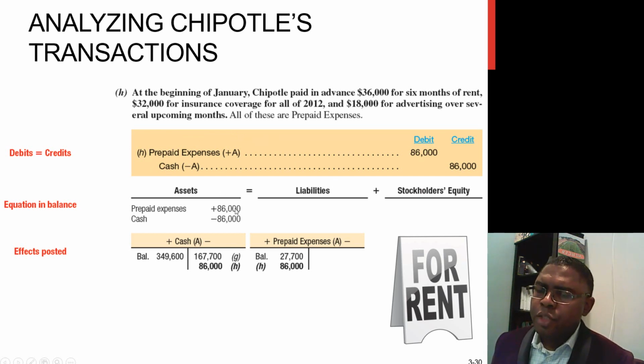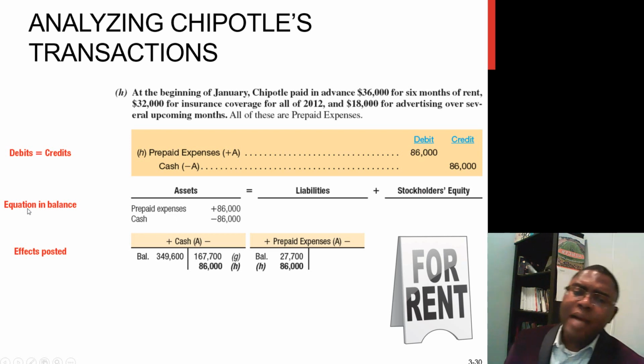Then we need to check to be sure that the balance sheet equation is balanced. So there are two asset accounts, they cancel out, which implies that on the left hand side we'll have 0 and on the right hand side it will remain 0. So the accounting equation balances.